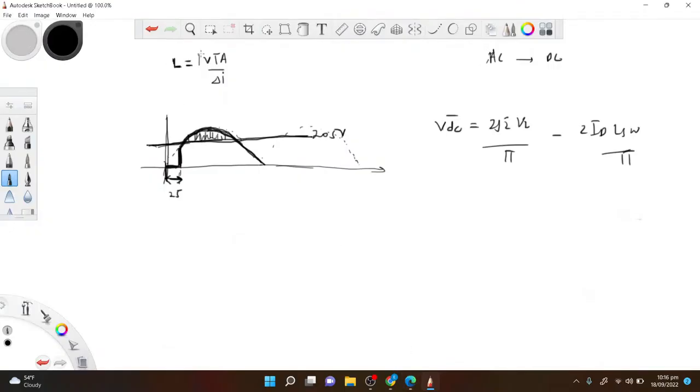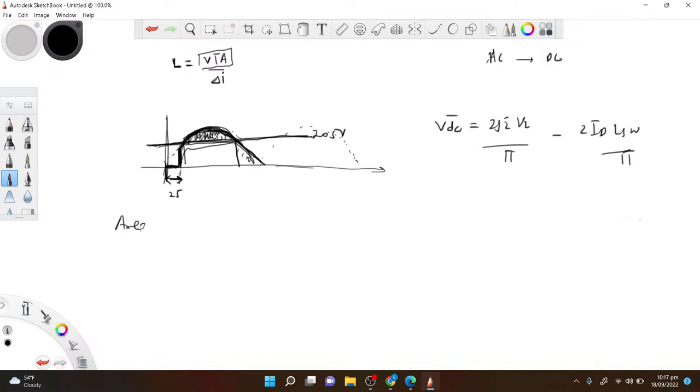If I'm saying L is equal to voltage time area over delta I, then I'm talking about this area. I explained that in one of the videos. So we must find this area. The idea is that first we calculate the entire area here, and then subtract the area of this rectangle. We just neglect this area and find this area.